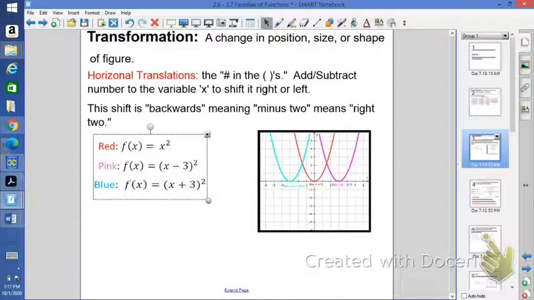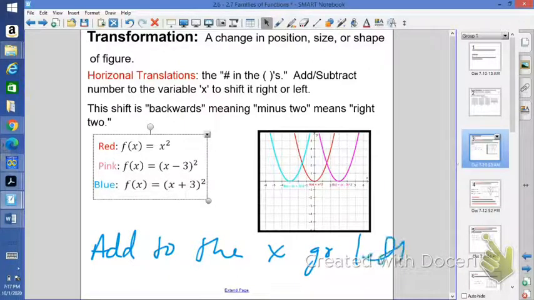I just moved it back a slide, so add to the x, go left. Alright, so you can see here in our blue that when we add to the x, this graph gets moved left. And then the opposite would be true. If we were to subtract from the x, you'd go to the right.